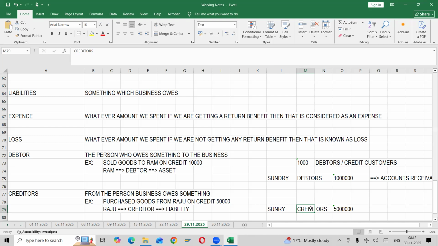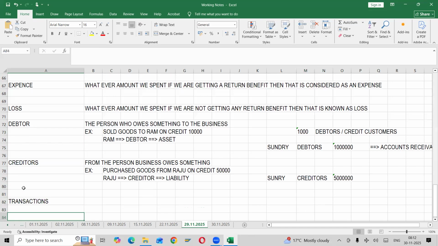To XYZ, not only purchase, you borrowed from him. You need to pay, right? Then that is nothing but a creditor. Do you understand? Majority of people have a confusion between a debtor and a creditor concept. Clear, everyone? Any questions before I go to the next?